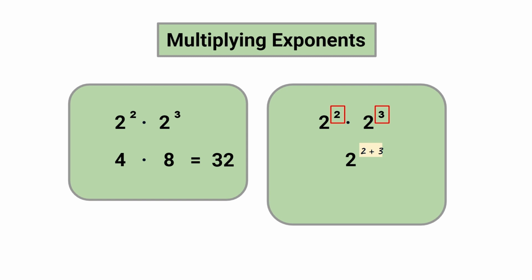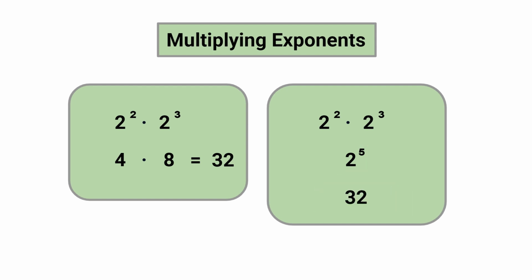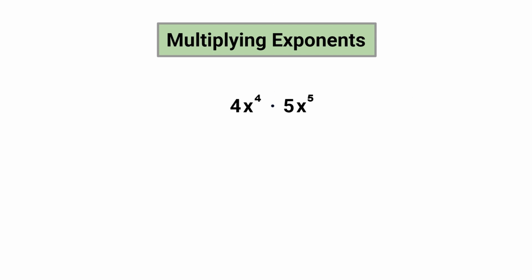So I'm going to add the exponents 2 and 3, which equals 5. And I'm going to raise 2 to the fifth power, which means I'll multiply 5 copies of the base, which equals 32. And as you can see, both methods give the same result. So let's apply the second method we used to help simplify the next problem.